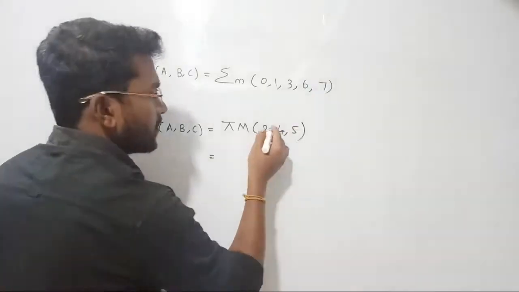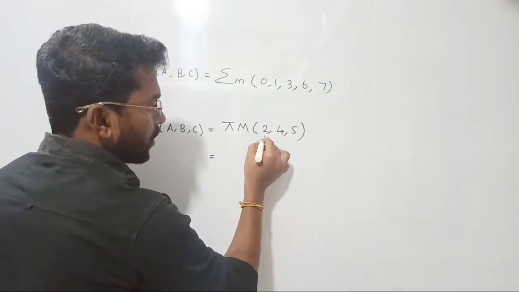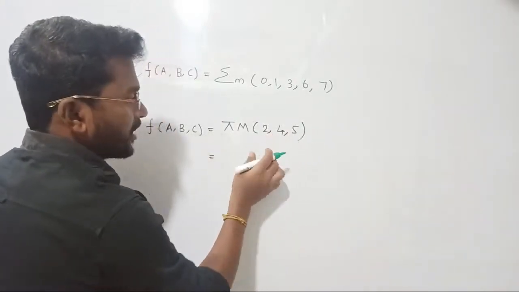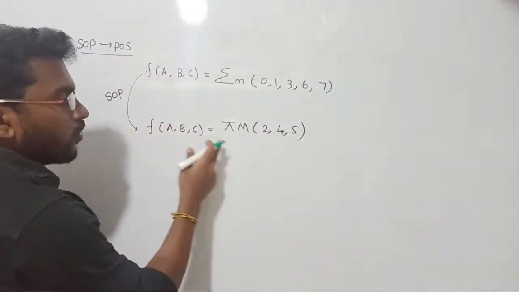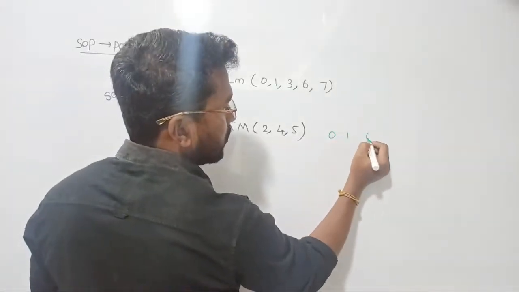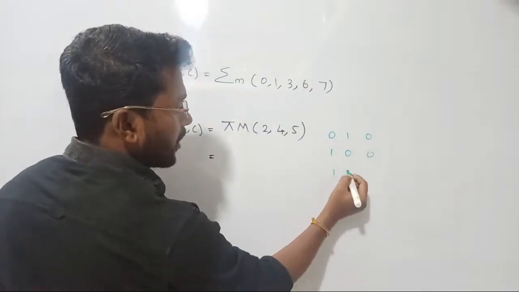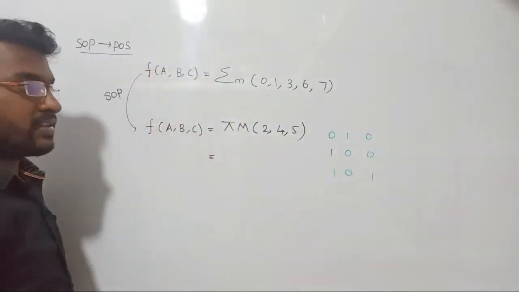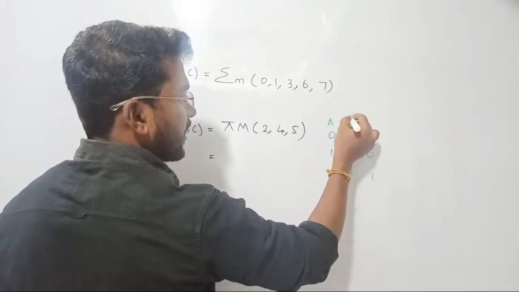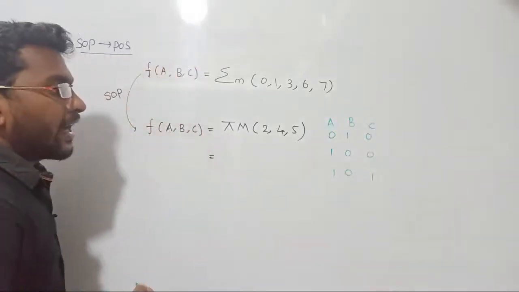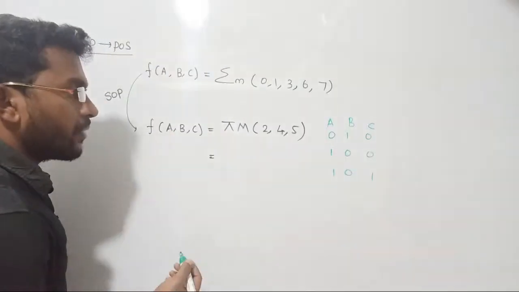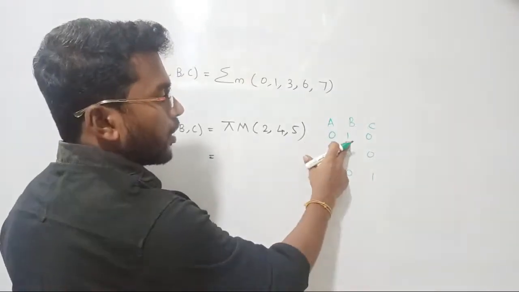Its equivalent max term is going to be, for 2, we have to write, let me write how you write max term. For 2 in 3 variable format, 2 can be written as 0, 1, 0. Similarly 4 can be written as 1, 0, 0, and 5 can be written as 1, 0, 1, correct? Let's write the variables. That is A, this is B, that is C. In max term form we all know how to write, right? In max term 0 is acceptable but 1 is not acceptable.